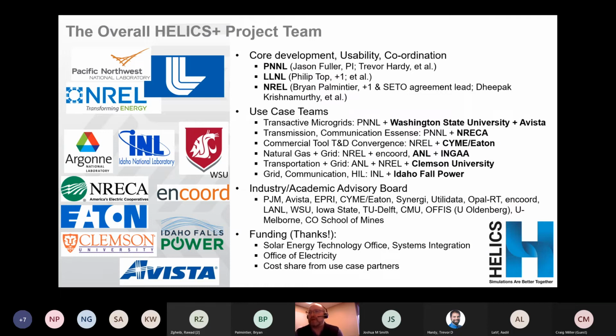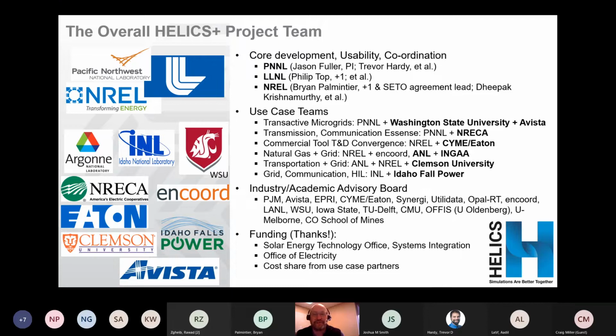So just really quickly, the overall Helix Plus team, we have a lot of exciting partners on this. PNNL, Livermore, and NREL are the lead core team, also working closely with Argonne and Idaho National Labs. And then we have partners that are actually our first users on these tools. So Washington State University, Avista, NRECA, Clemson University, and Idaho Falls really being the first users of these tools and helping us develop some of the interfaces to the platforms that they need in terms of their investigations.